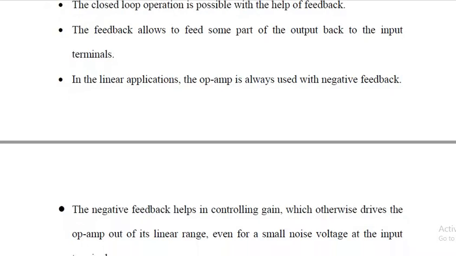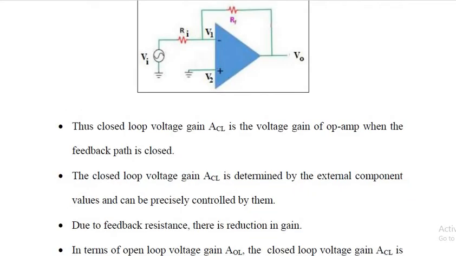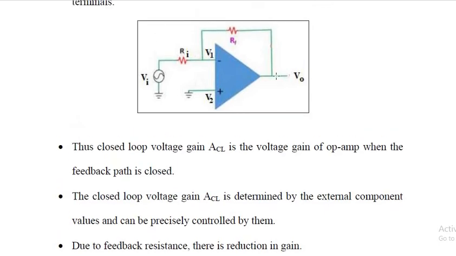So, the negative feedback helps in controlling the gain. Otherwise, the op-amp will be out of range. Even for a small noise voltage at the input terminals, the output of the op-amp will be out of the linear range. Hence we are using only the negative feedback. This is the circuit for negative feedback. That is, some part of the output voltage is fed back to the inverting input terminal through the feedback resistor RF.